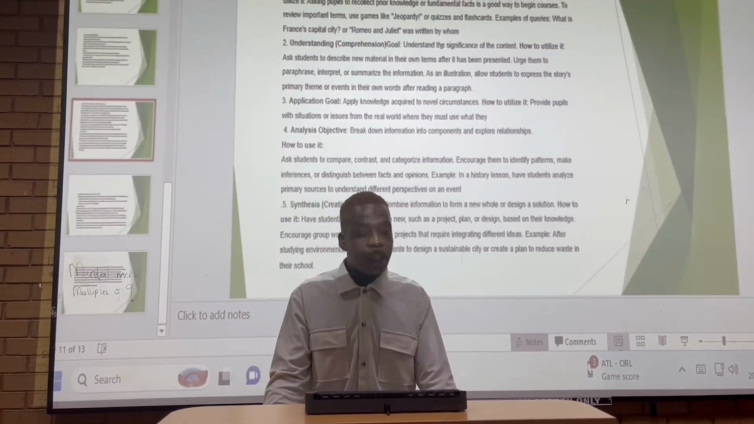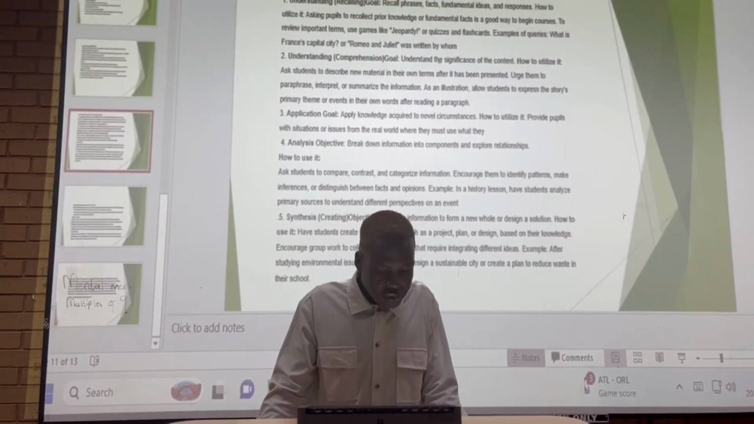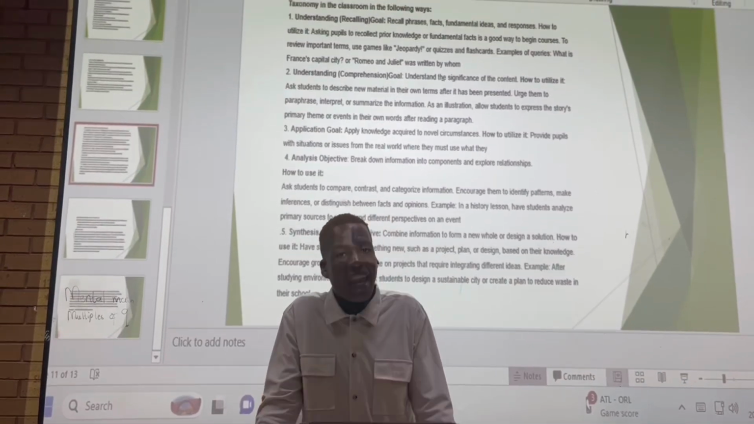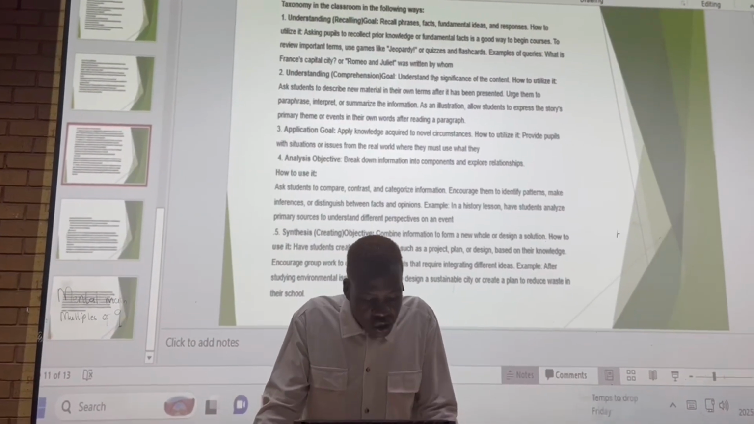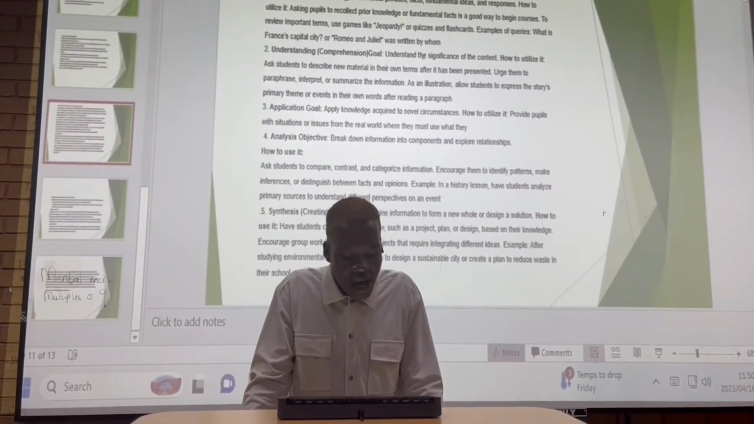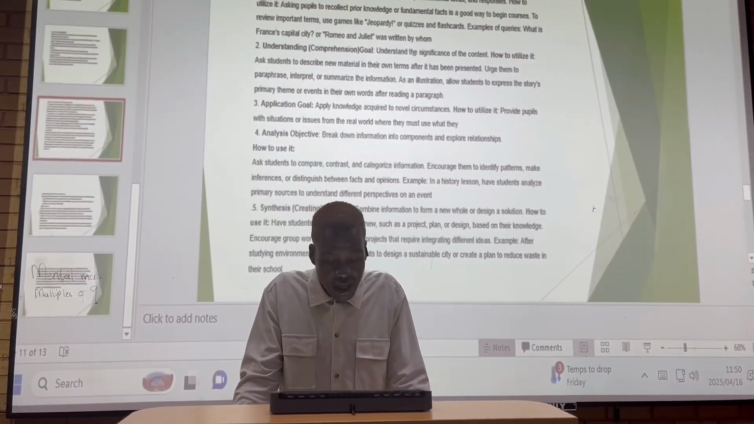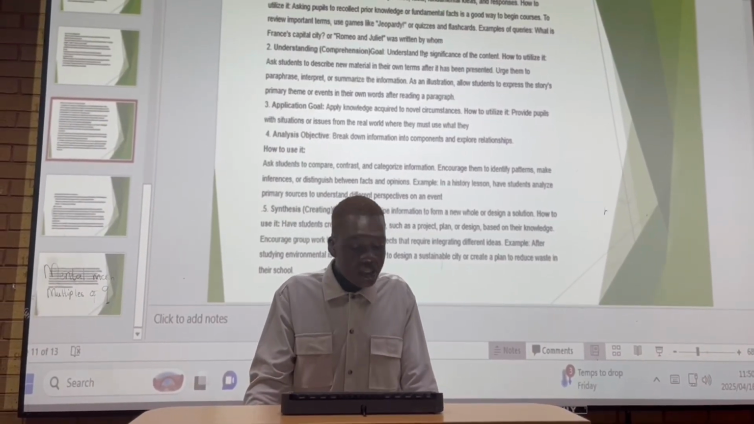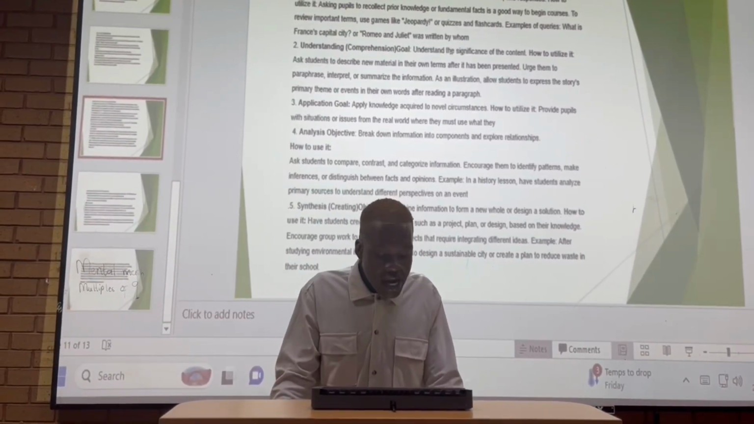The third point, application. The goal is that learners have to be able to apply the acquired knowledge to novel circumstances, whereby the teacher should provide learners with a situation or issue from the real world where they must use it.